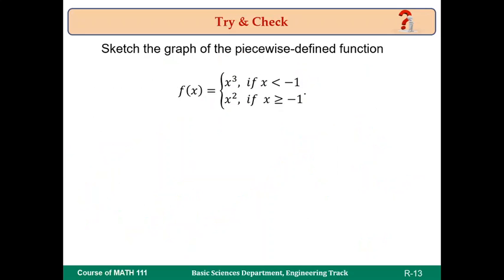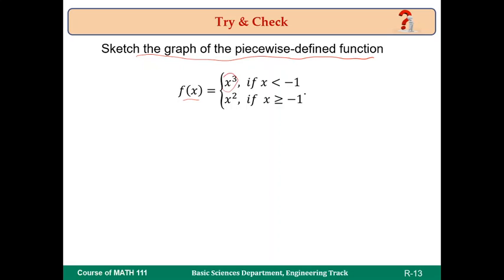Okay, let's look at this try and check example exercise. It says sketch the graph of the piecewise defined function f of x equal to x cubed if x is less than -1 and x squared if x is bigger than or equal to -1.